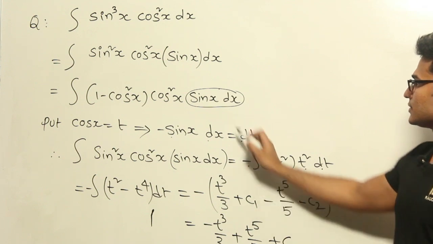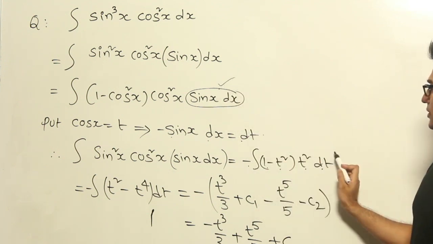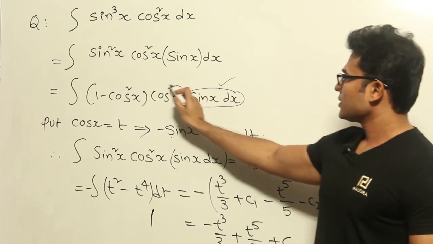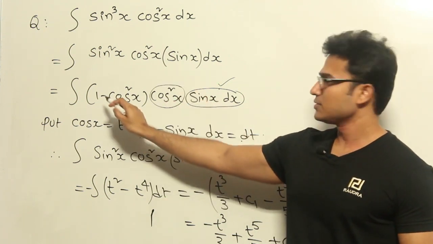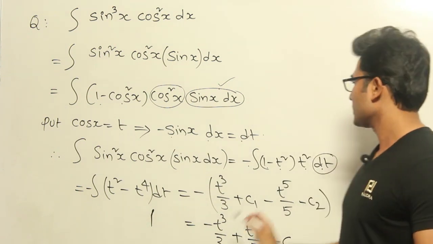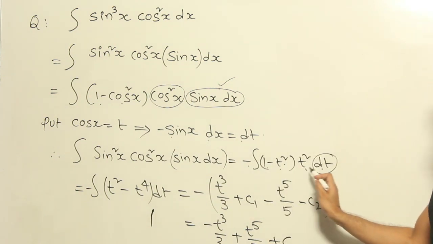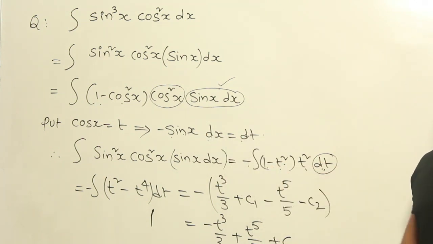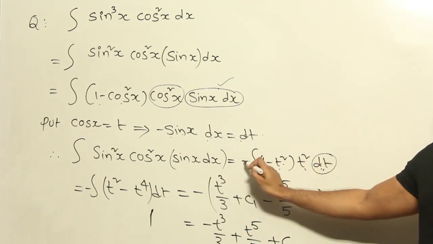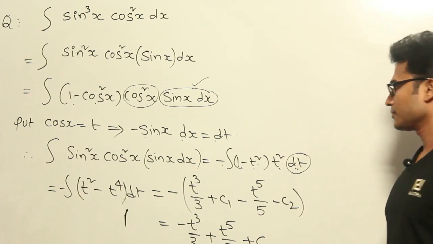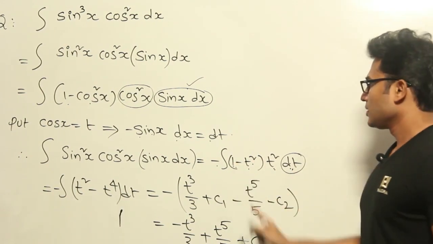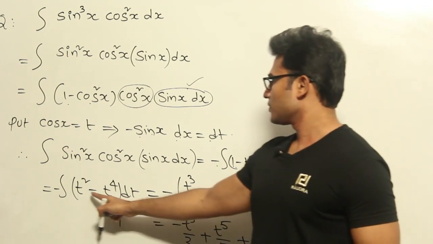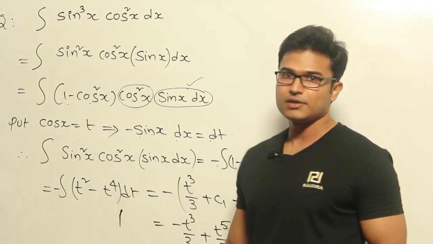How did we get this? See, this one is written as dt, and this one is written as t square, and this one is written as 1 minus t square, right? So 1 minus t square into dt, but since it is minus sin x dx equal to dt, sin x dx will be equal to minus dt. That is why we are going to get minus here. Okay. Now you can expand it. 1 minus t square into dt can be written as t square minus t power 4 dt.